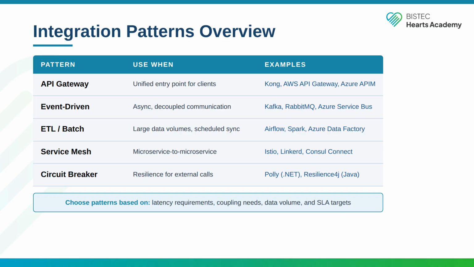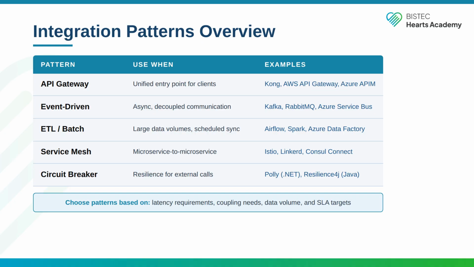Without circuit breakers, one slow external provider can cascade failures through your entire platform. Stripe has an outage. Without circuit breakers, every payment request blocks, waiting for Stripe's timeout, exhausting your connection pool, causing your system to appear down.